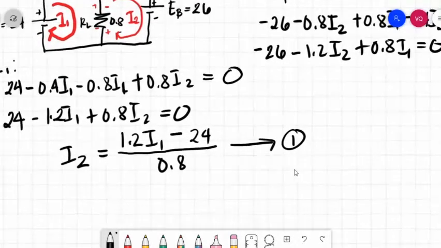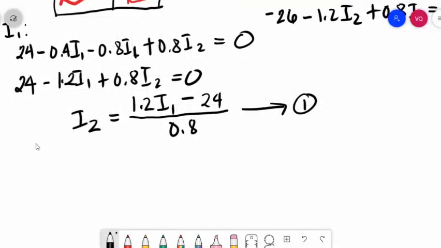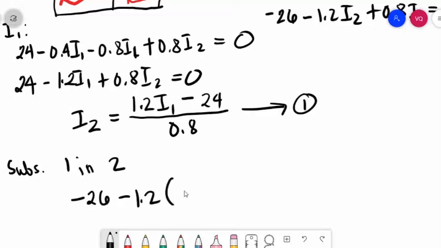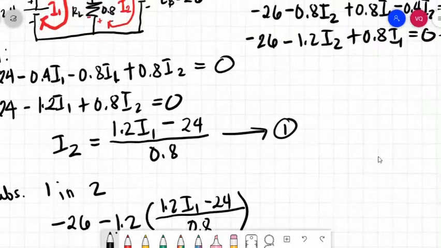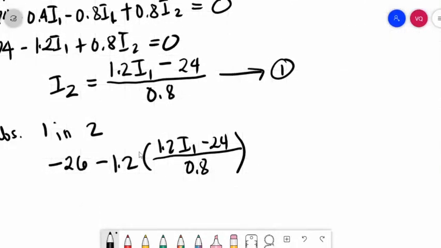Substitute equation 1 in 2. So, we have negative 26 minus 1.2 multiplied by (1.2 I1 minus 24 divided by 0.8) plus 0.8 I1 is equal to 0.